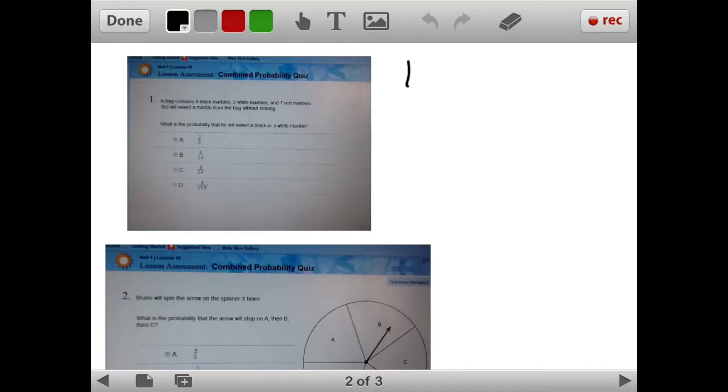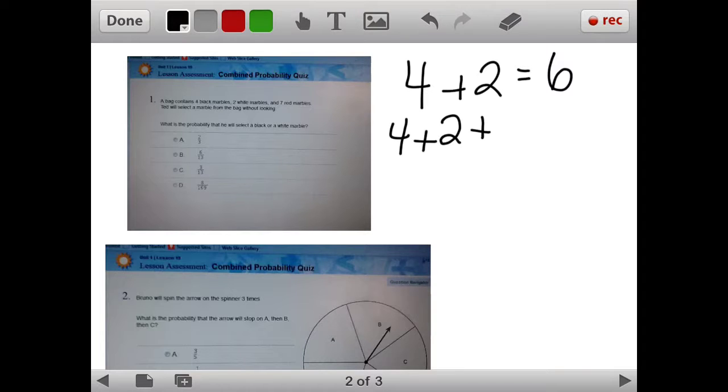Okay, so we have 4 black marbles plus the 2 white marbles makes a total of 6 that we're talking about, but then there's also the 7 red marbles. So we've got 4 plus 2 plus 7. So that makes 6 that we're interested in out of a total of 13. So you can see there that that answer is 6 over 13.